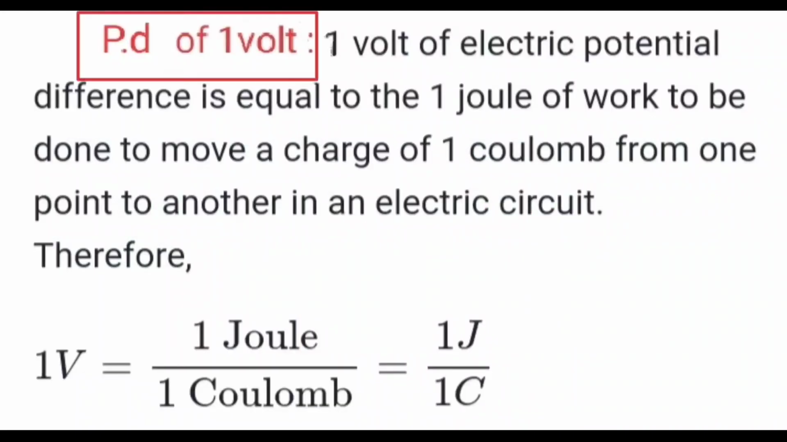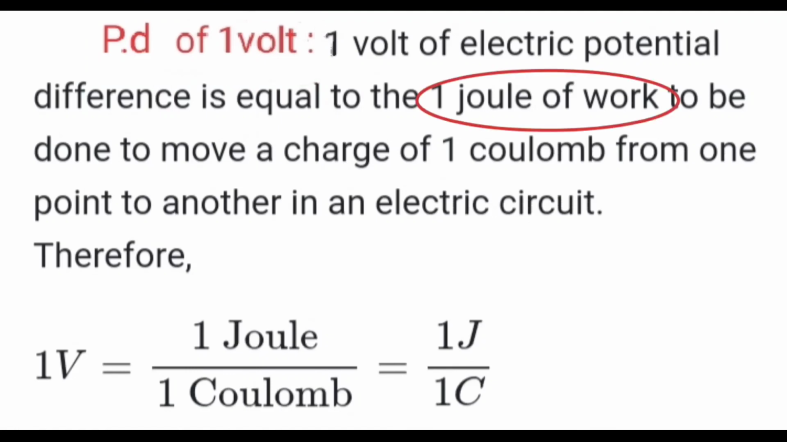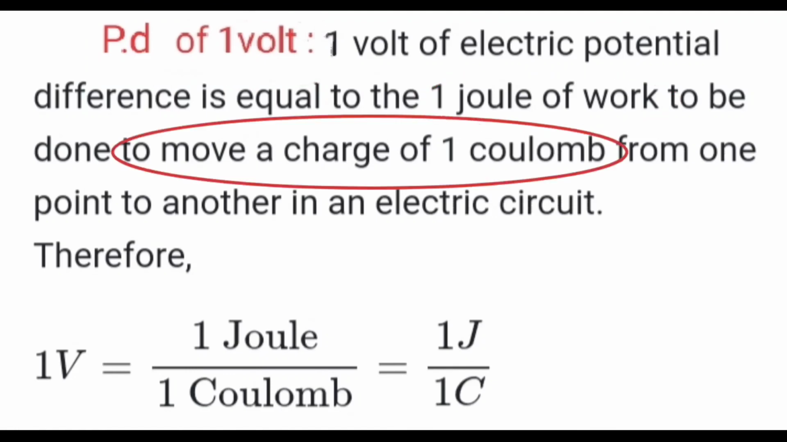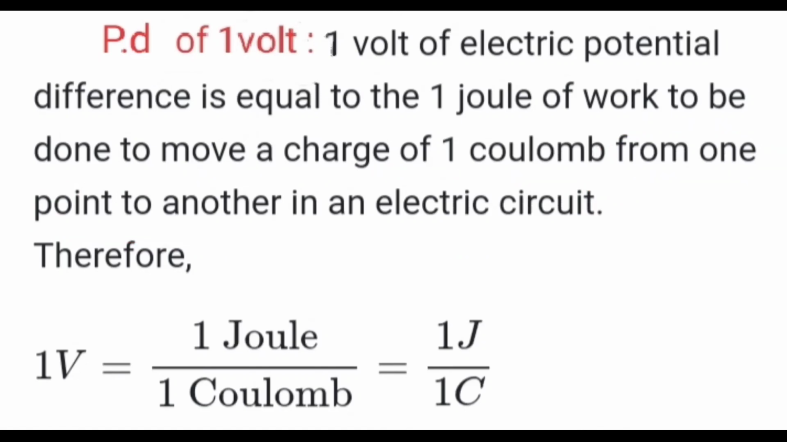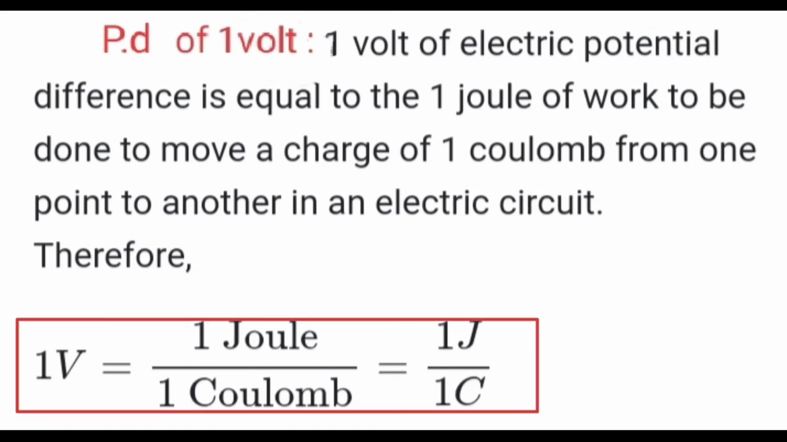Now we will define potential difference of 1 volt. When 1 joule of work is done to move 1 coulomb charge from one point to another point in an electric circuit or electric field, it is said to be a potential difference of 1 volt. 1 volt is equal to 1 joule per coulomb.